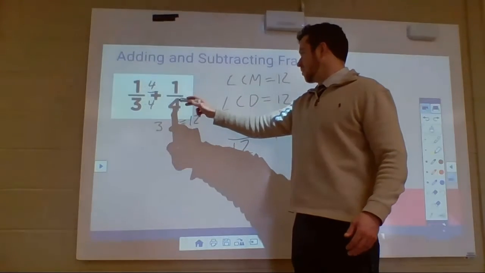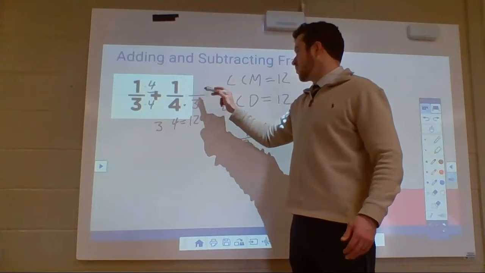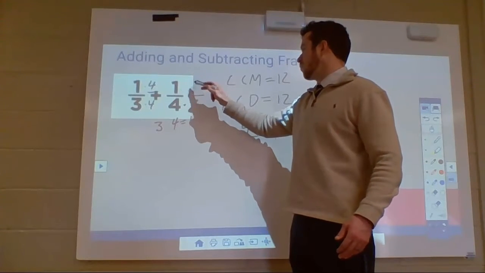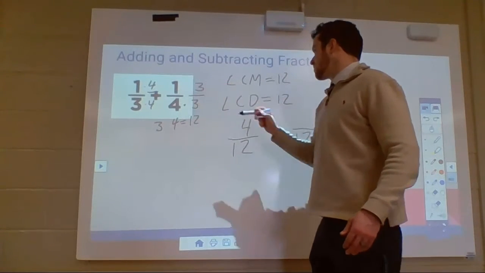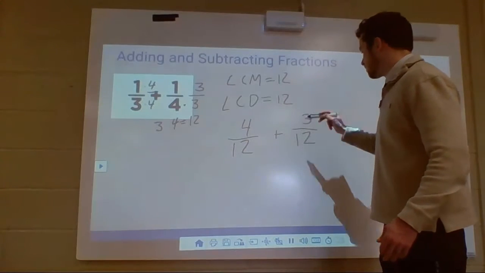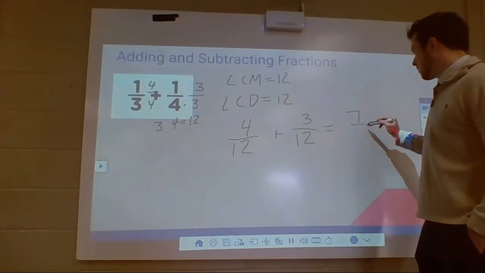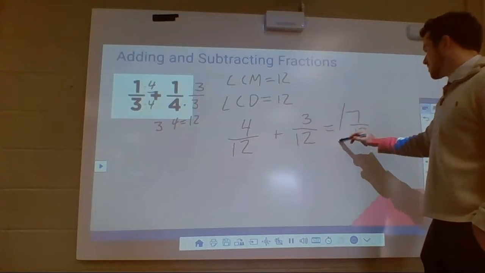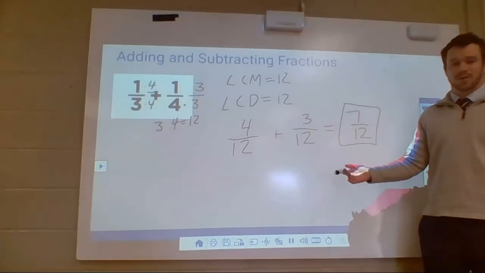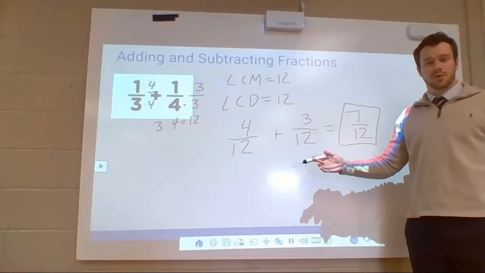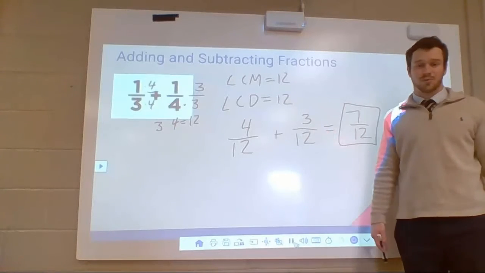And then we know that 4 times 3 is 12. So that means we also have to multiply the numerator 1 times 3. So 1 times 3 is 3. So now we have 4/12 plus 3/12, and that'll give us 7/12. So that's how you add fractions. When we add rational expressions, it will work the same way. So hopefully you're able to make that connection when we practice adding and subtracting rational expressions.